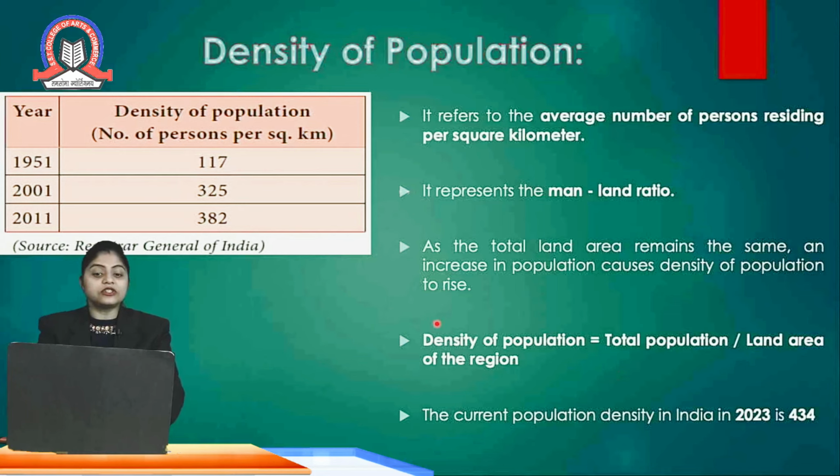From this chart we can see in 1951 just 117 persons were living per square kilometer. Later on it increased. In 2001, 325 persons were living per square kilometer. In 2011, 382 persons are living per square kilometer. If I talk about this year, 2023, 434 persons are living per square kilometer.